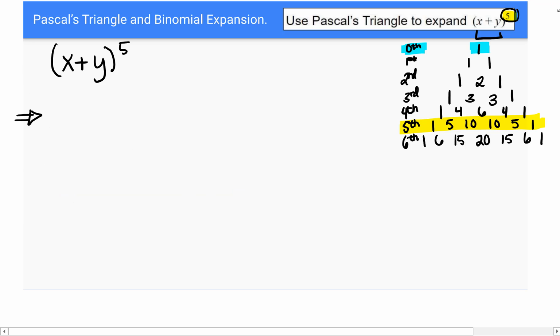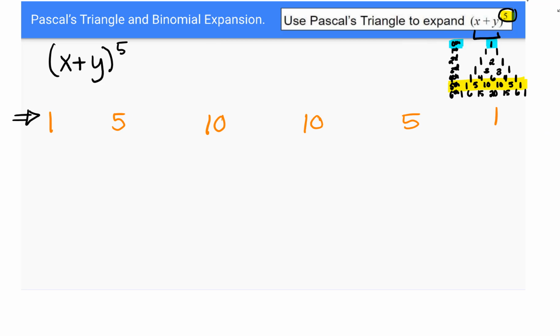So the numbers in the 5th row will either be our coefficients or will be multiplied by the other numbers in each of those terms. So these numbers 1, 5, 10, 10, 5, and 1 will be an integral part. They will be multiplied by each term that they're attached to. Okay, so let's start off with the very first term they're attached to. This is the first term, and this is the second in our binomial.